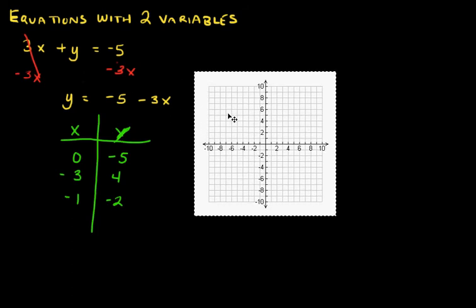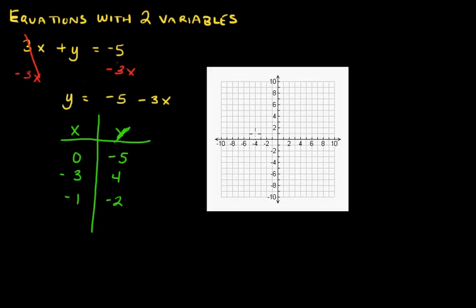Alright, now let's move it over. Okay. So we got (0, -5), so that's down 5. So right here. Okay, we got (-3, 4), so back 3 and up 4. And we've got (-1, -2), so back 1, down 2.